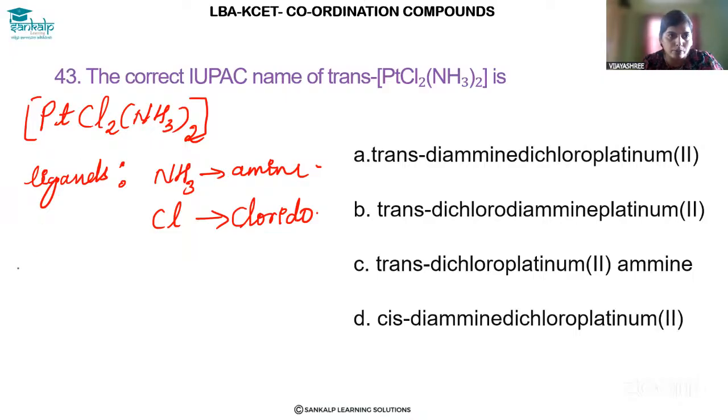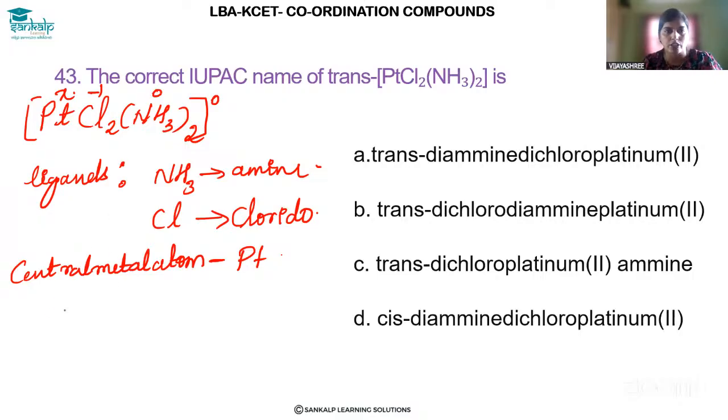Here the central metal atom is platinum. We have to calculate the oxidation state of this platinum. Here nothing is written, which means we have to take the charge as 0. Charge over the complex is 0. Now we will calculate the oxidation state of platinum. Let it be X. Chlorido ligand has charge -1. Amine ligand is a neutral ligand, so charge is 0.